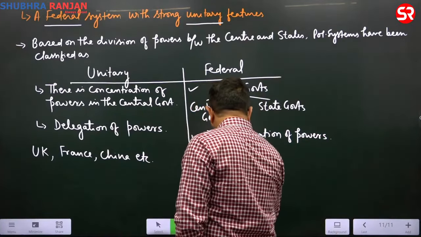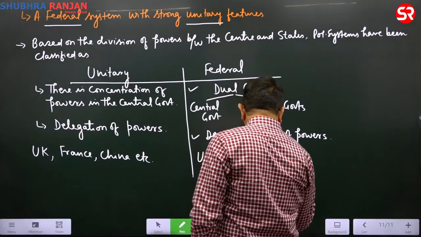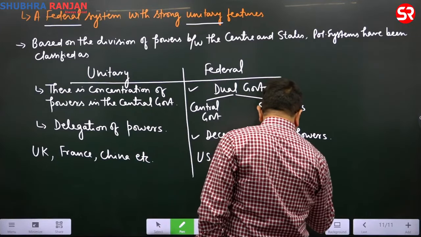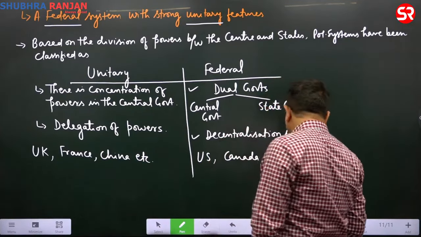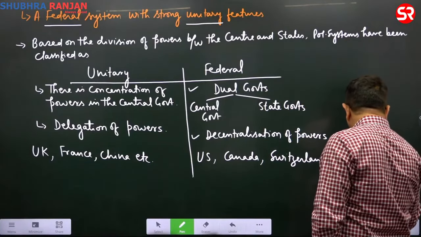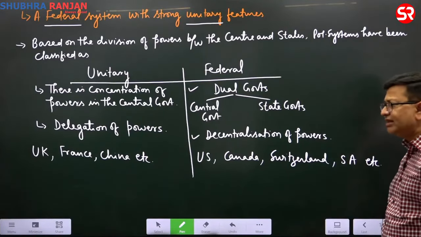US, Canada, Switzerland, South Africa, Australia. Many countries are there which are having federal system.